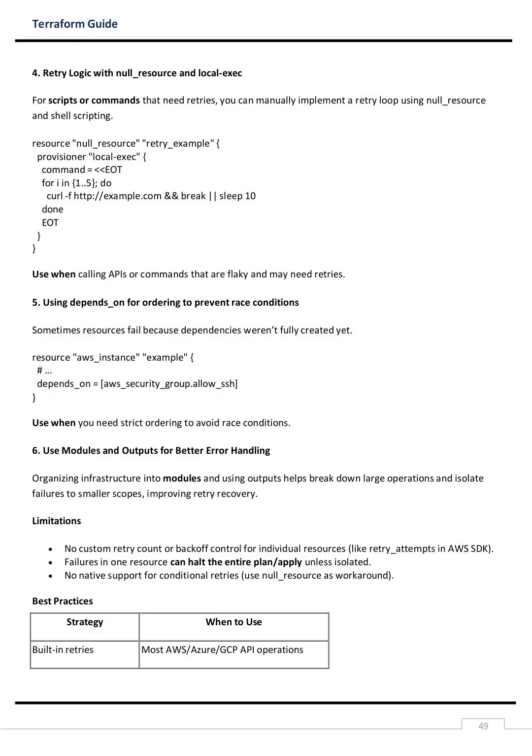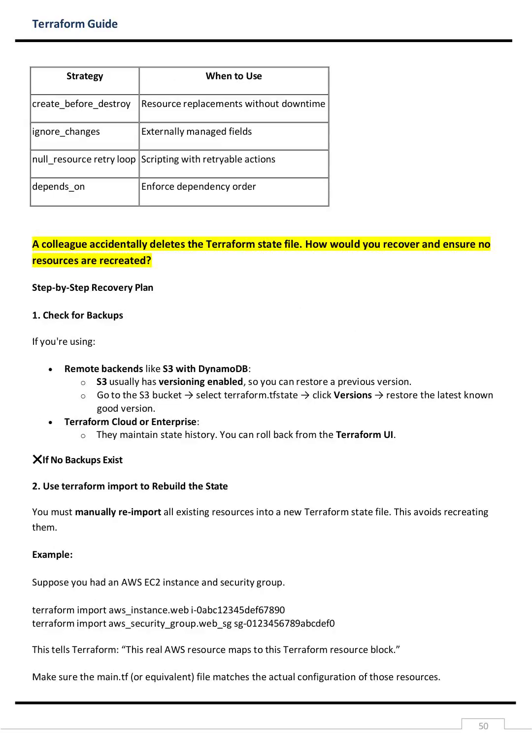Most AWS, Azure, and GCP API operations. Terraform guide strategy: when to use create_before_destroy for resource replacements without downtime. Ignore externally managed fields. Use a null resource retry loop scripting with retriable actions. Use depends_on for unenforced dependency order.